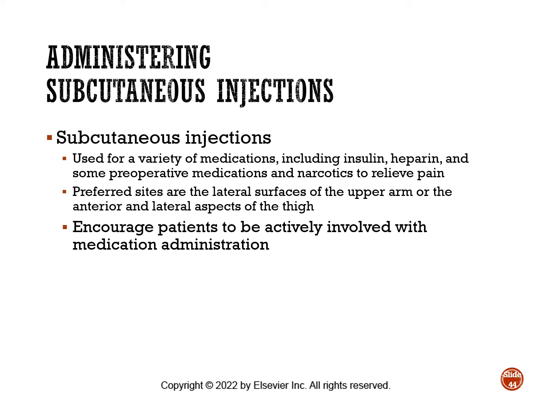The subcutaneous route is used for a variety of medications, including insulin, heparin, and some preoperative medications and narcotics to relieve pain. Heparin is given in the abdominal subcutaneous sites. The best site for insulin is also the abdomen because it provides the most reliable, steady absorption. Teach your patients with diabetes to rotate their sites for insulin administration and, if ordered, how to use an insulin pen.